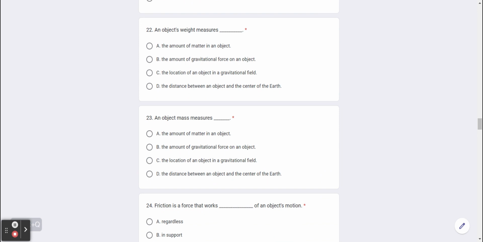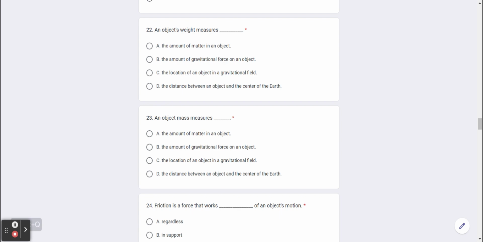22. An object's weight measures A, the amount of matter in an object, B, the amount of gravitational force on an object, C, the location of an object in a gravitational field, D, the distance between an object and the center of Earth.